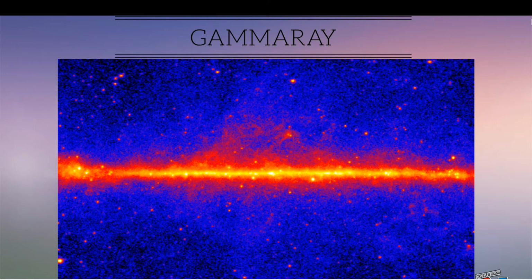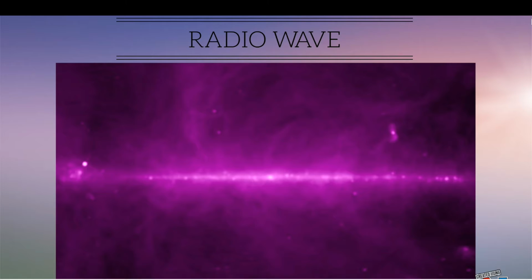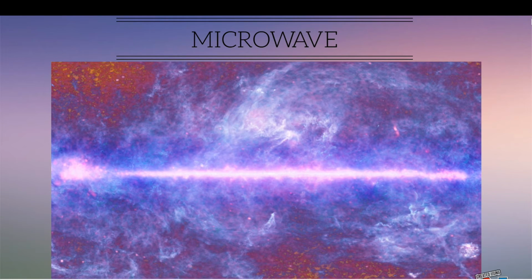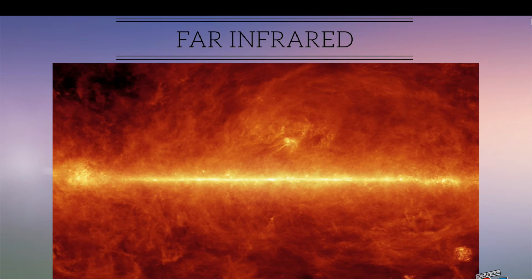Now we can see objects such as the Milky Way in gamma ray, X-ray, radio wave, microwave, near infrared, and far infrared.